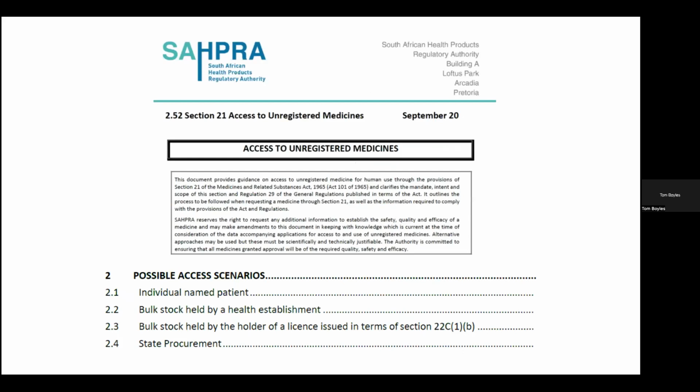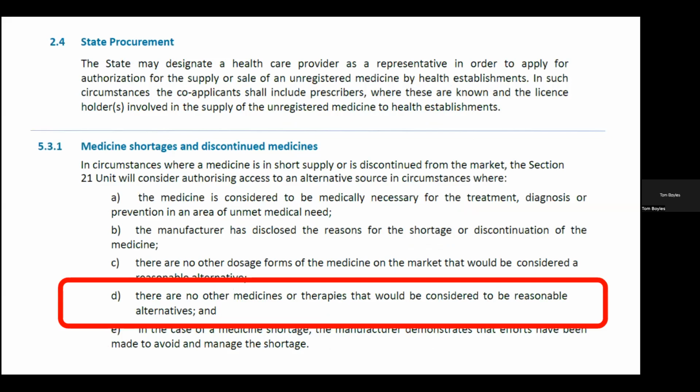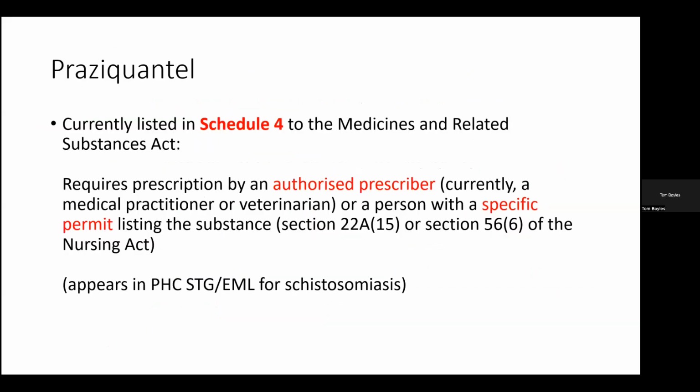What are the other barriers? Well, again, this is from Andy Gray. Praziquantel is listed in Schedule 4 of the Medicines and Related Substances Act, which means it requires a prescription, and a prescriber to prescribe it to an individual.